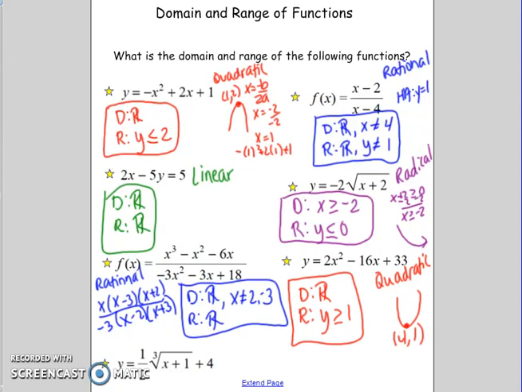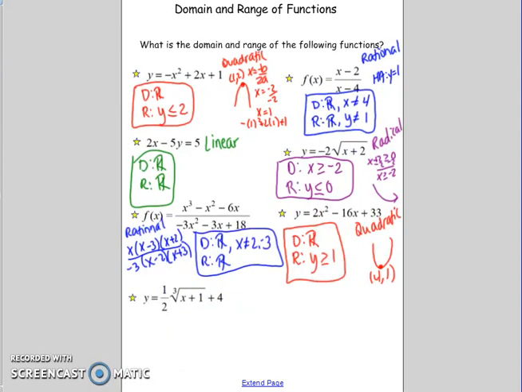And then the last function here is a cube root function, because the little 3 is our index. So when you have a cube root function, again, nice and simple. All real numbers for the domain, all real numbers for the range.